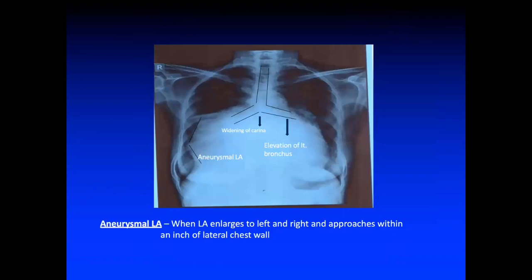Aneurysmal LA, when the LA enlarges to the left and right. So here you can see it has completely reached up to the right cardiac margin. This is what you can see in enlargement. So everything you can see here is left atrium. A case of severe mitral regurgitation, there was widening of the carina, there is elevation of left main bronchus, and there is aneurysmal LA. Radiologically, when LA enlarges to the left and right and approaches within an inch of the lateral chest wall, that is basically a criterion for aneurysmal LA on a chest X-ray.